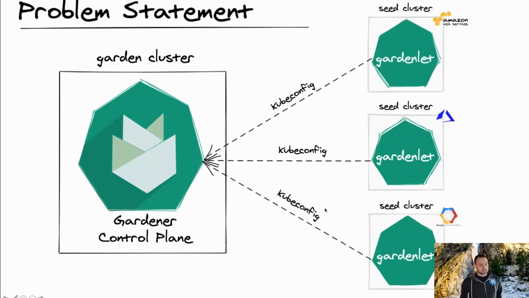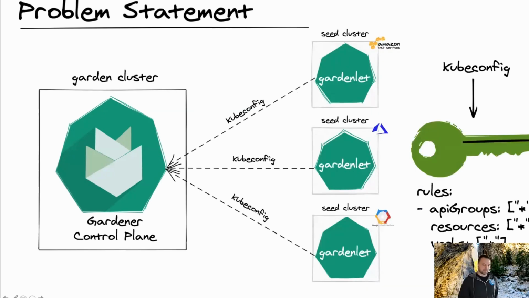So this here is the typical landscape picture that describes a Gardener landscape. On the left side, there is the garden cluster with the Gardener control plane, running the API server, the admission controller, controller manager, and so on. And then you usually have a bunch of seed clusters, which each have a dedicated gardenlet component installed. And obviously, each of these gardenlets has its own kubeconfig that it uses to communicate with the garden cluster, to watch shoots, to update their statuses, and so on.